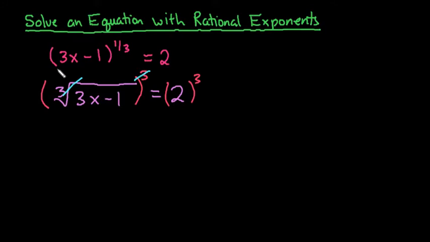Like I said, I could have left it in this form, and if I would have just done this to the third power, 3 divided by 3 is 1, so those cancel each other out. Either way, you end up with 3x minus 1 equals 2 to the third power. So if I take 2 to the third power, remember that that means 2 times 2, which is 4, and 4 times 2, which is 8.